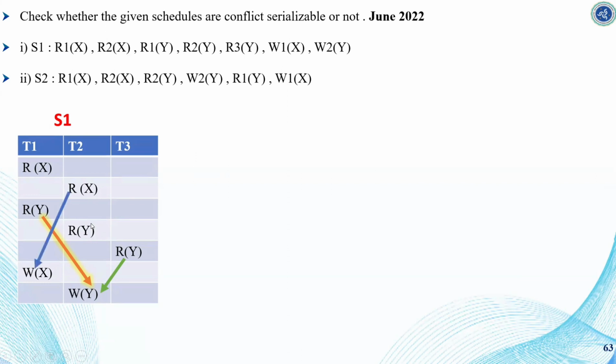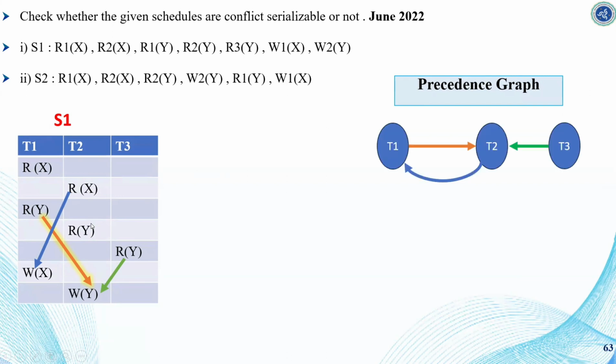So what will be the precedence? How will the precedence graph look? From T2 to T1 there should be an arrow mark. From T1 to T2 there should be an arrow mark, and T3 to T2. So this is how the precedence graph will look. Since a cycle is formed, we can say it is not conflict serializable.